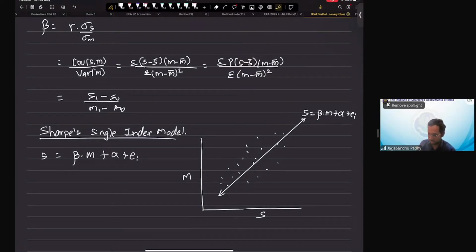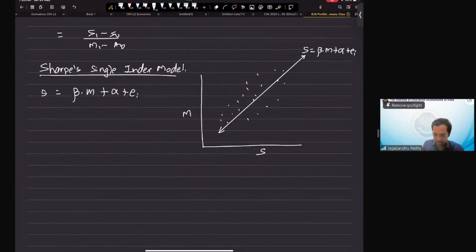So this particular straight line is the Sharpe single index model, which is used to forecast all the future returns accordingly. Now, one advantage of this Sharpe single index model is that you can model this on the standard deviation also. So the variance of a security will be beta square into variance of market plus variance of the error term.